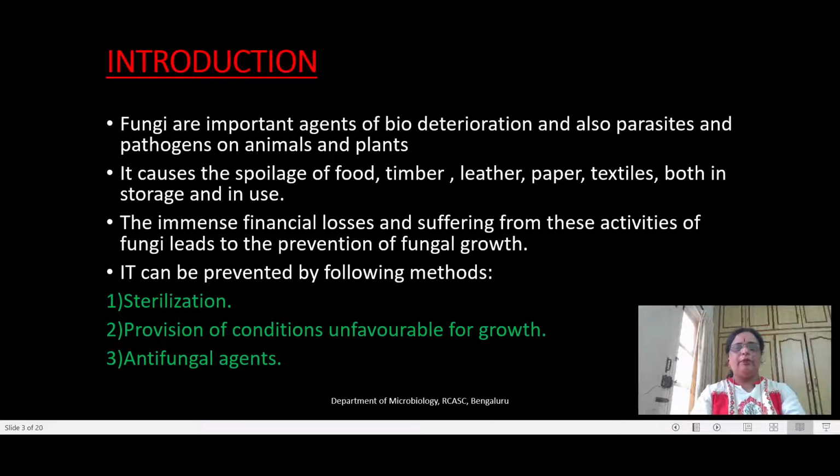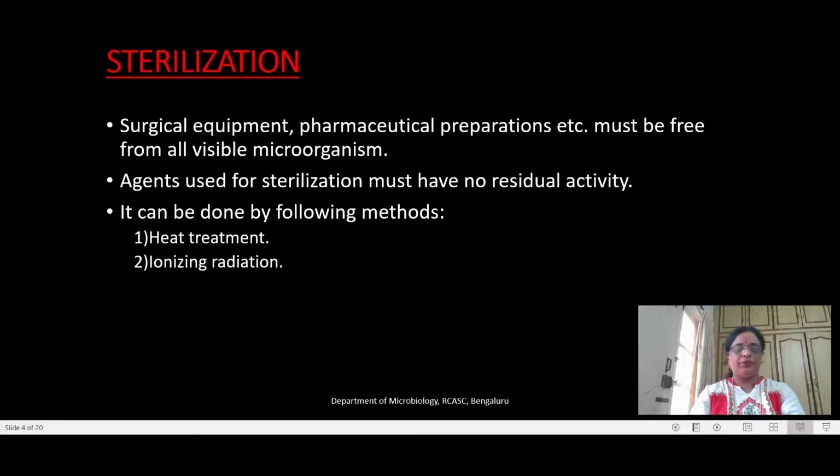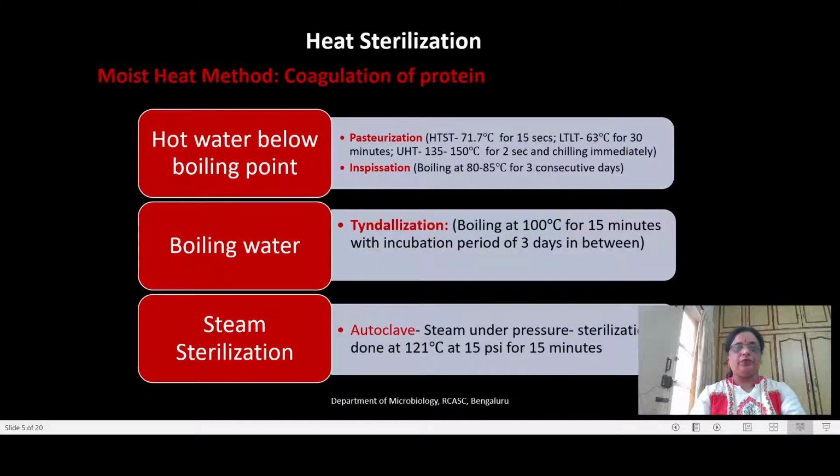It can be prevented by the following methods: by the process of sterilization, that is, by killing the fungi using some physical agents, or by providing unfavorable conditions for growth using antifungal agents. First, let us study about sterilization, or killing these fungi using heat treatment and by ionizing radiation. First, let us study about heat sterilization.